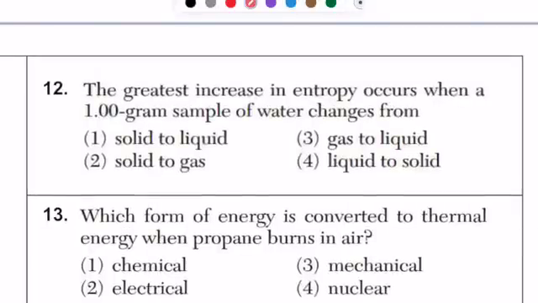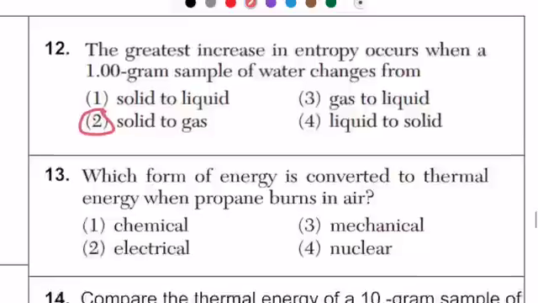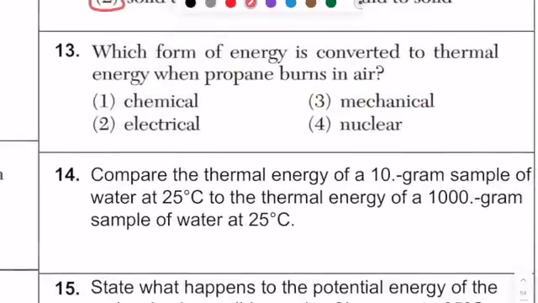Greatest increase in entropy occurs when a 1 gram sample of water changes from... So entropy once again is randomness. So we are looking for more randomness, so that means we should go towards more movement. Which form of energy is converted to thermal energy when propane burns in air? Because we are using chemical substances, the chemical energy is the one that's converting.